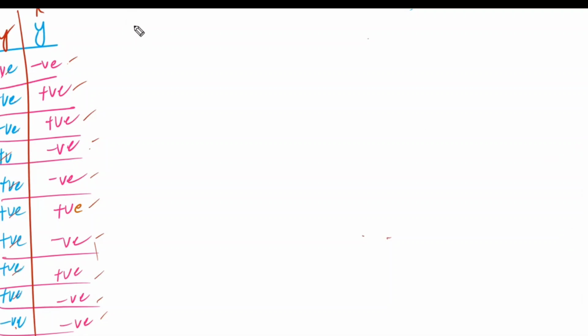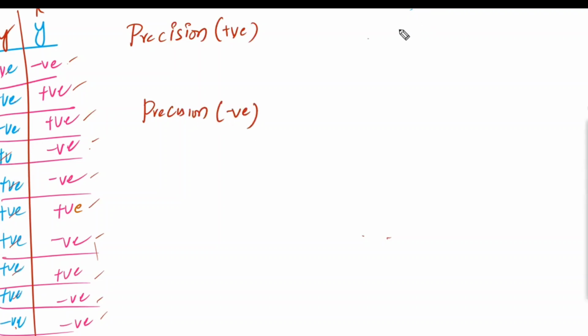Now, first one, precision. Don't write precision yet, just focus. Precision of positive is there. Precision of negative also is there. Similarly, recall of positive is there. Recall of negative also is there. Both are possible. Positive and negative. So, recall of positive and recall of negative. The concept is a dead easy concept.